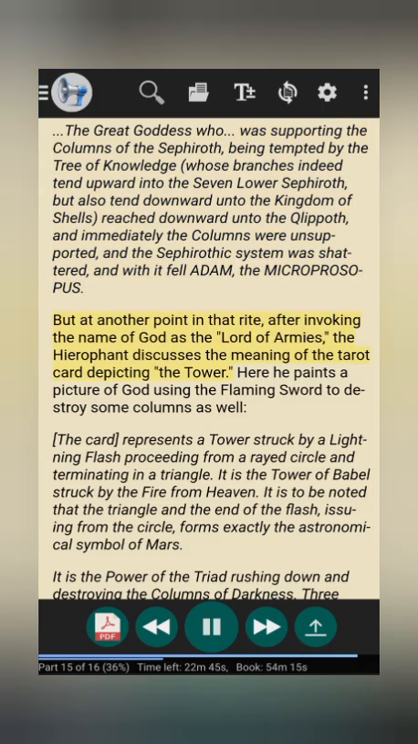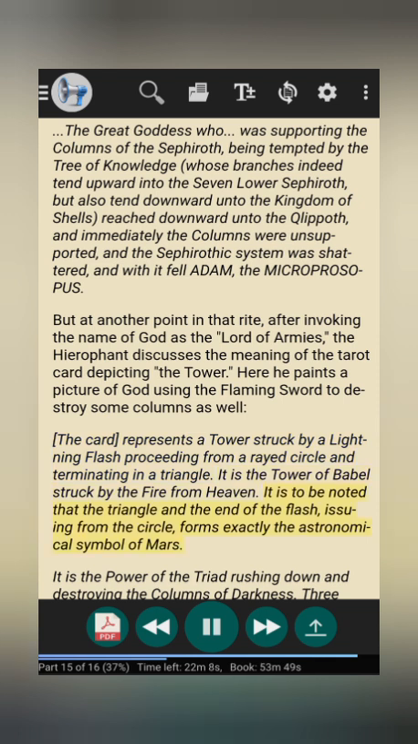Microprosopus." But at another point in that rite, after invoking the name of God as the Lord of armies, the Hierophant discusses the meaning of the tarot card depicting the tower. Here he paints a picture of God using the flaming sword to destroy some columns as well. "The card represents a tower struck by a lightning flash proceeding from a rayed circle and terminating in a triangle. It is the Tower of Babel struck by the fire from heaven.